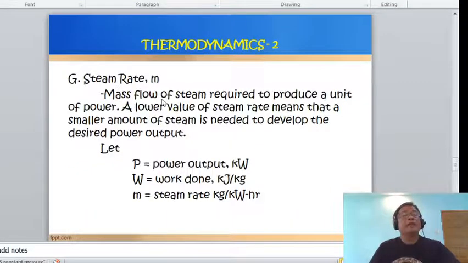Another is the steam rate, m sub s. Take note, what is this? It is the mass flow of steam required to produce unit power. A lower value of steam rate means that a smaller amount of steam is needed to develop the desired power output. Again, let P be the power output, W the work done, and m sub s the steam rate in kilogram per kilowatt-hour.